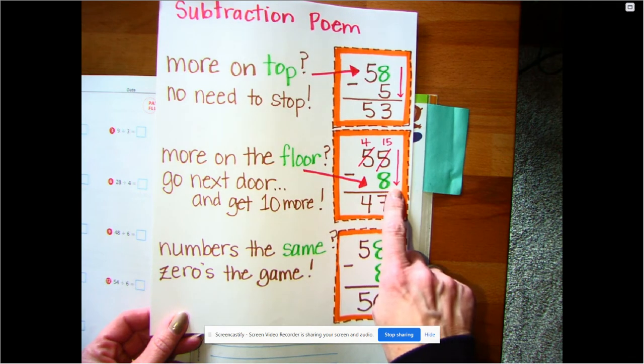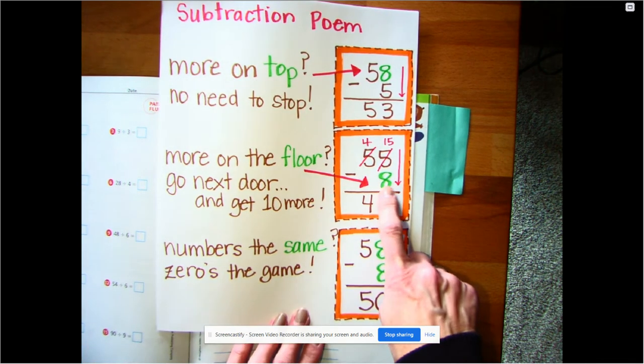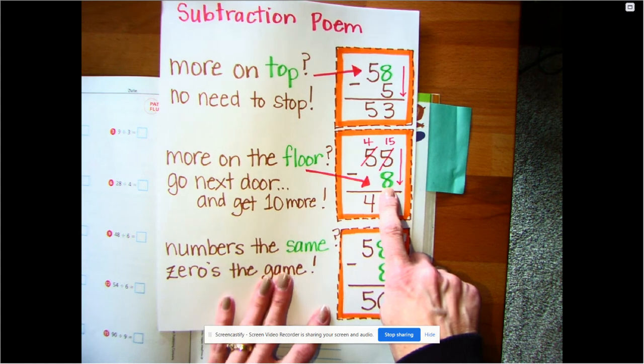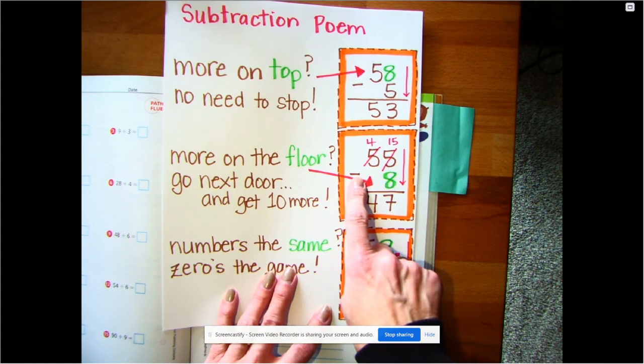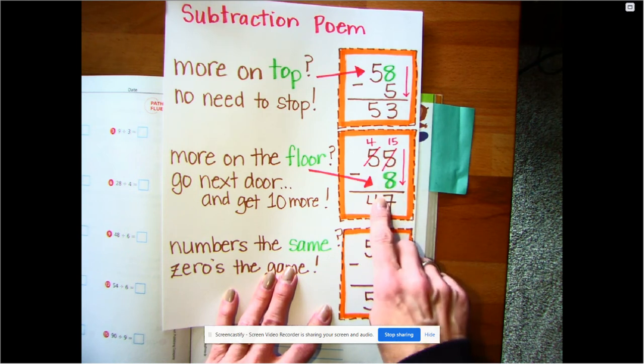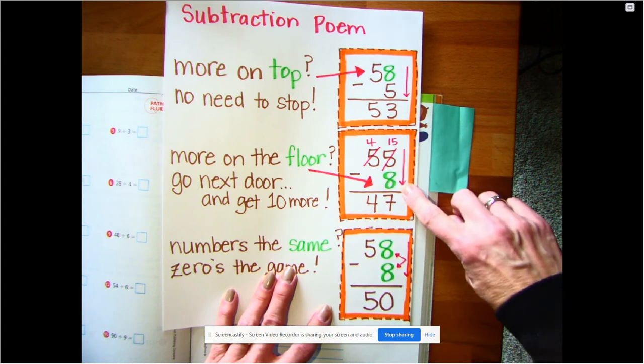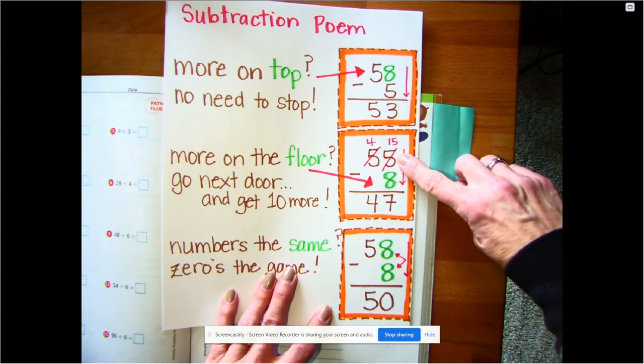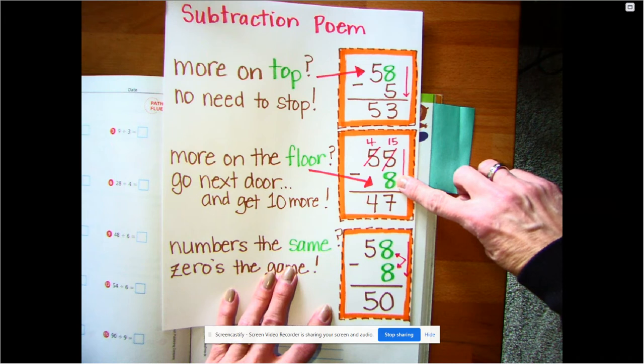When there's more on the floor, I like to call this a line in an equation. When we stack them, this is the floor. When there's more on the floor, well, then we have to go next door and get 10 more, right? A lot of my friends will look at this number and think it's bigger, so they subtract up. No, we always subtract going down. I have 5 and I want to take away 8. I can't do that. This number is bigger.